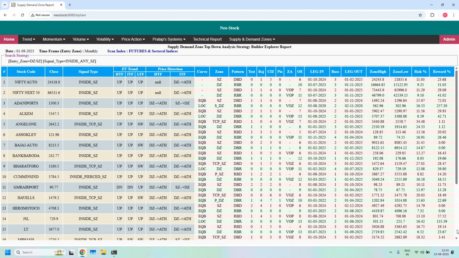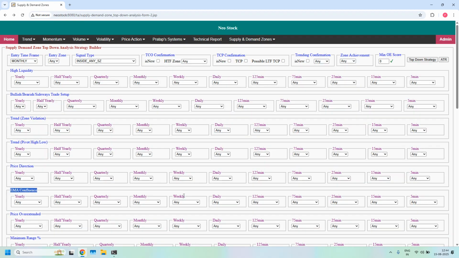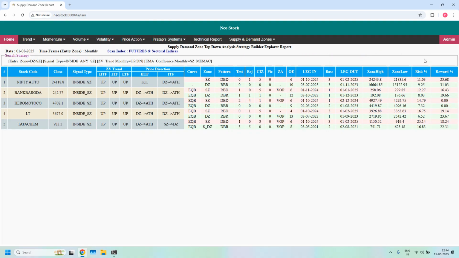First 15 stocks in the list. Scrolling the list down. Total 23 stocks are filtered. We can further filter this list based on monthly supply zone having monthly EMA confluence, and also trend on the monthly should not be sideways. It can be up or down. We got 5 stocks.